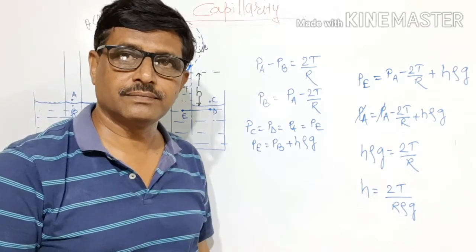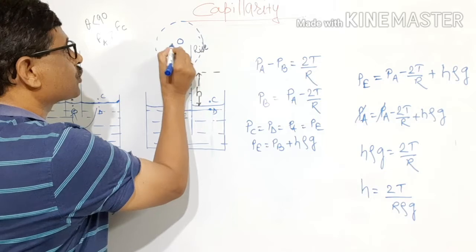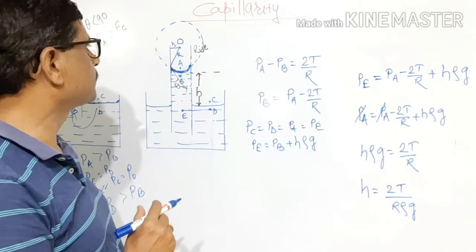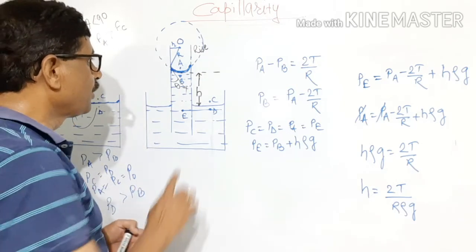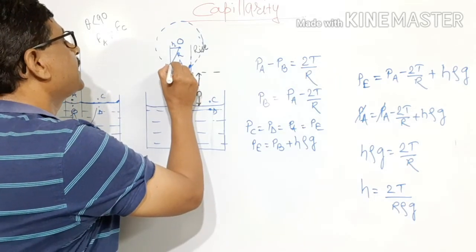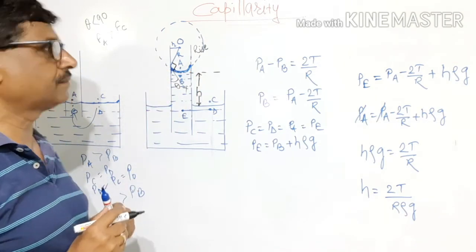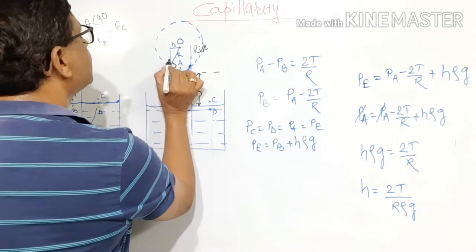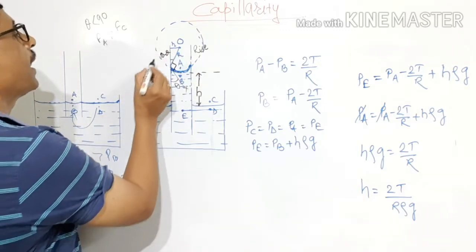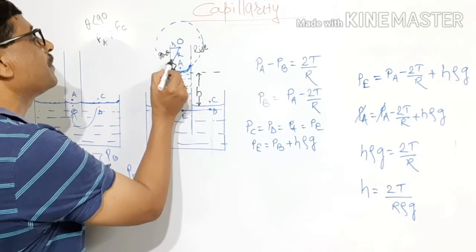But dear friend, here small r is the radius of the capillary tube. In that case, if this angle is theta, what about this? This is the radius and this is the tangent. These are perpendicular to each other. Therefore, this angle is 90, and this remaining angle is 90 minus theta. In this right angle triangle, this is theta, this is 90, this is 90 minus theta.